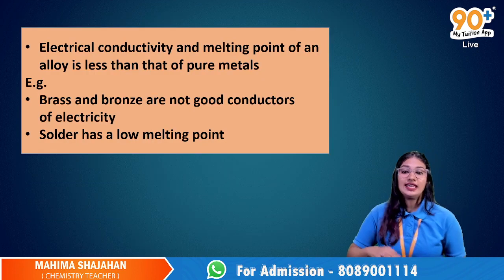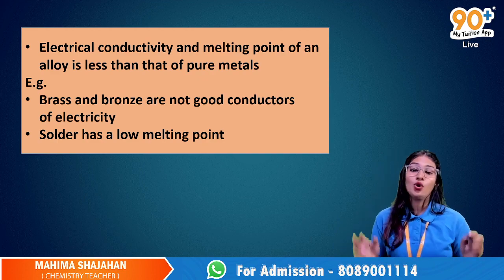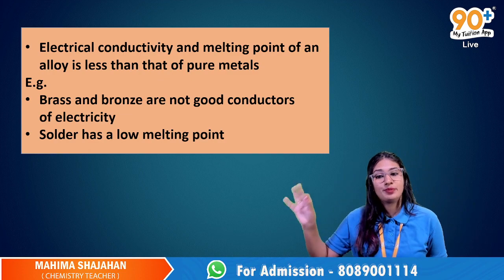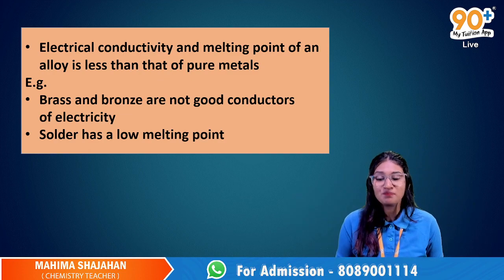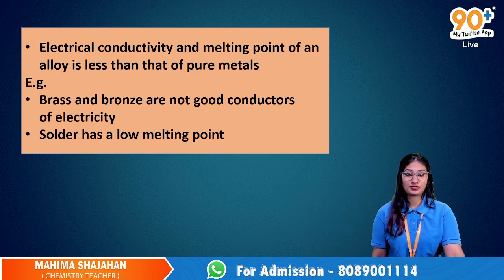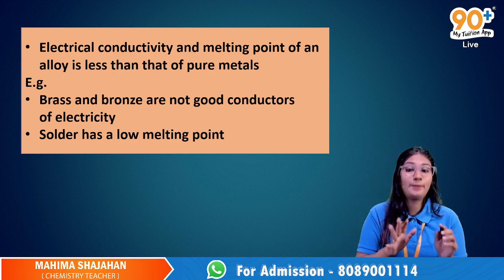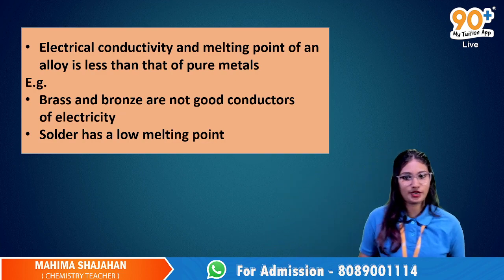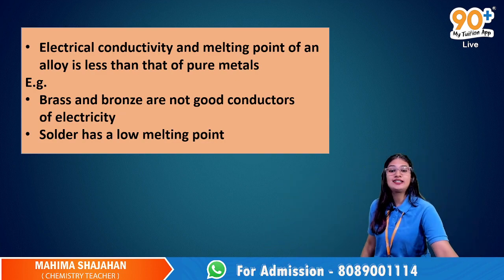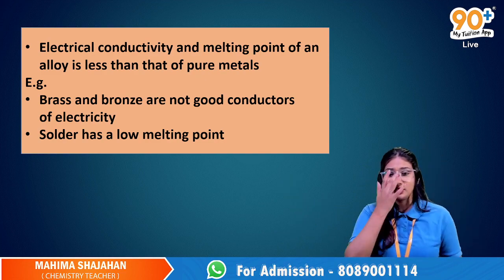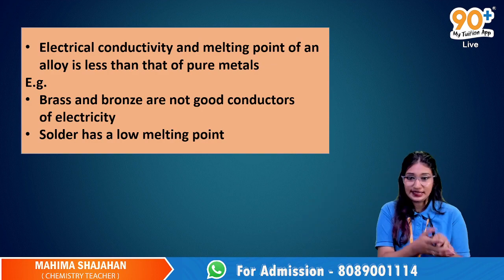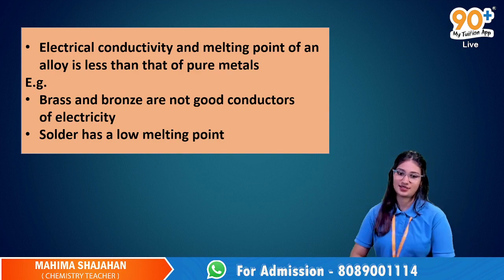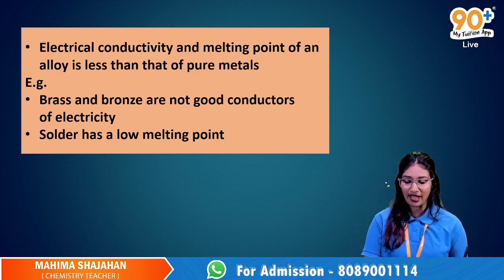When an alloy is made, its electrical conductivity and melting point will always be less than that of the pure metal. For example, brass and bronze are alloys of copper, right? Copper is a very good conductor of electricity, but when you compare the conductivity of copper alone with that of brass or bronze, the conductivity will be less for brass and bronze. Now, solder is an alloy of tin and lead. When solder is made by alloying them, the alloy's melting point will be low compared to that of the pure metals. These are the points you have to keep in mind.